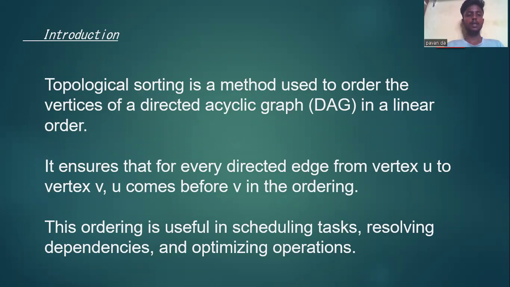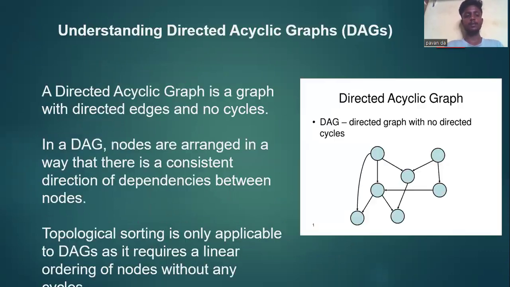Now let us move to the introduction of topological sorting. In this method, we use it to order the vertices of a directed acyclic graph, DAG, in a linear order. It ensures that for every directed edge from vertex U to vertex V, U comes before V in the ordering. This ordering is useful in scheduling tasks, resolving dependencies, and optimizing operations.